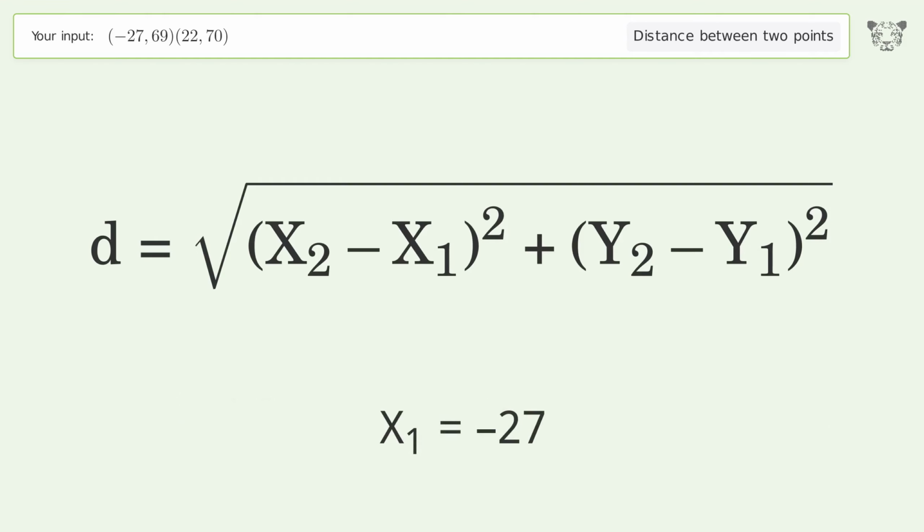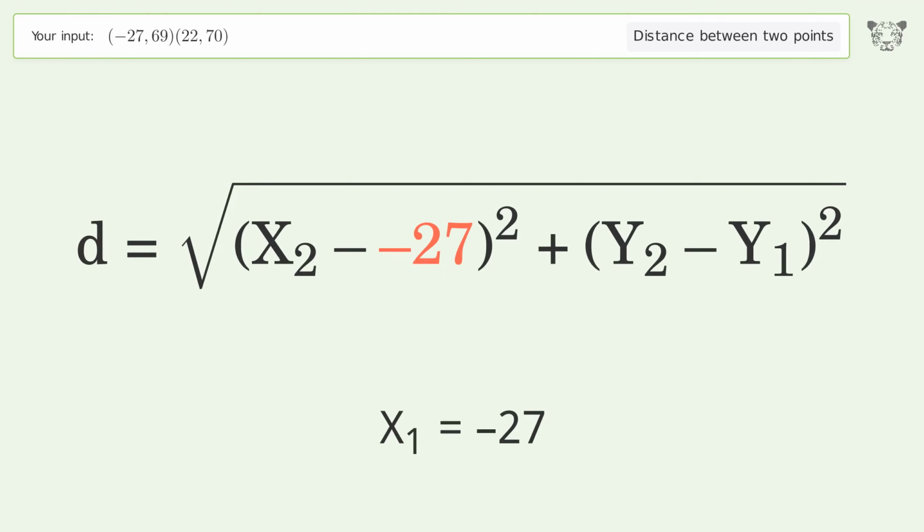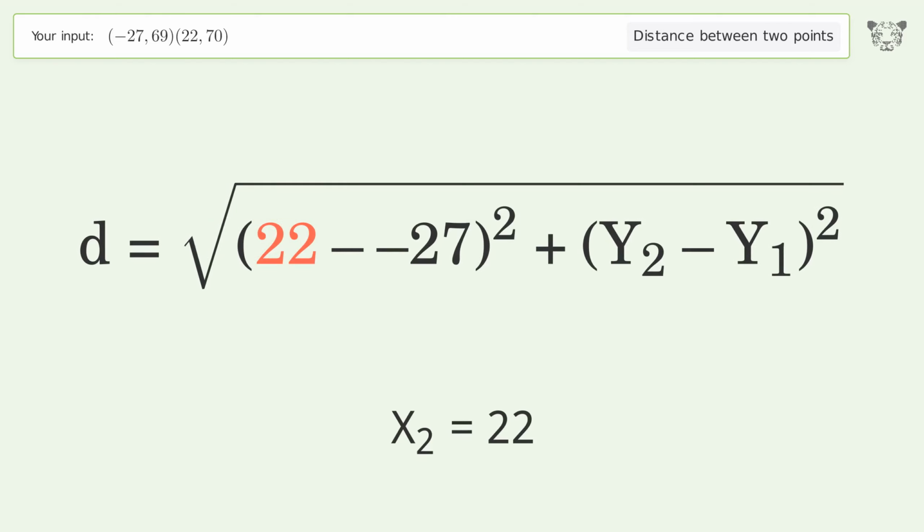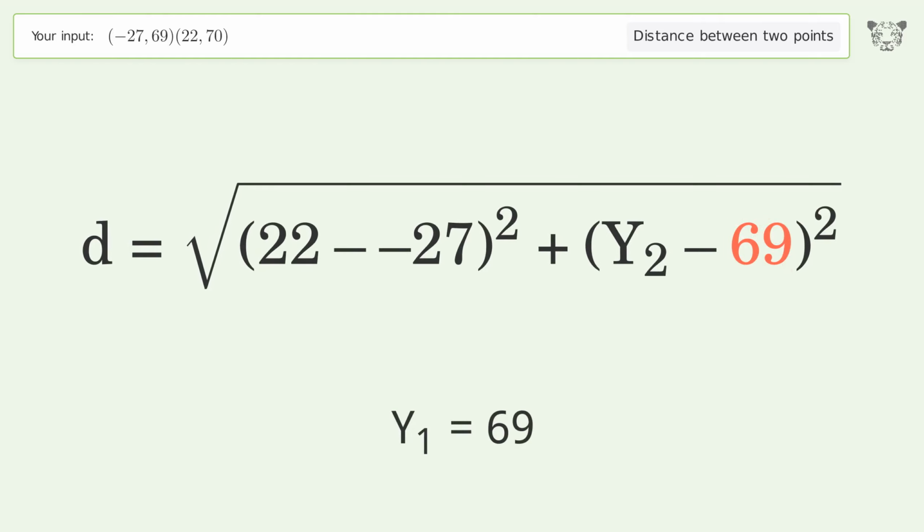x1 equals -27. x2 equals 22. y1 equals 69. y2 equals 70.